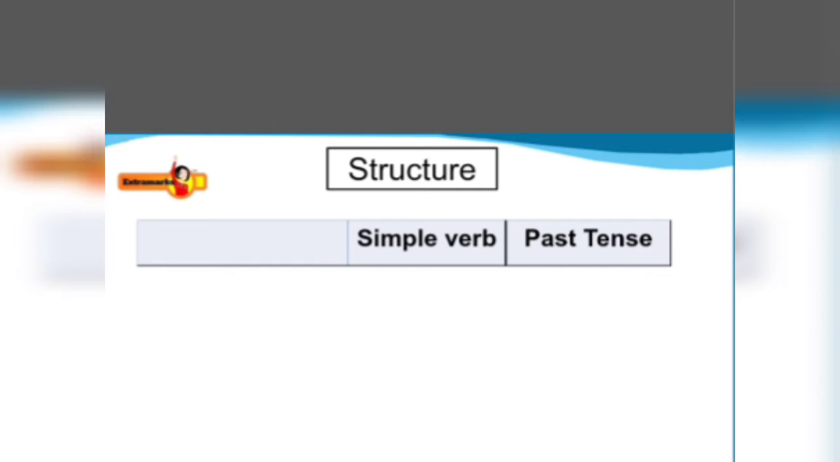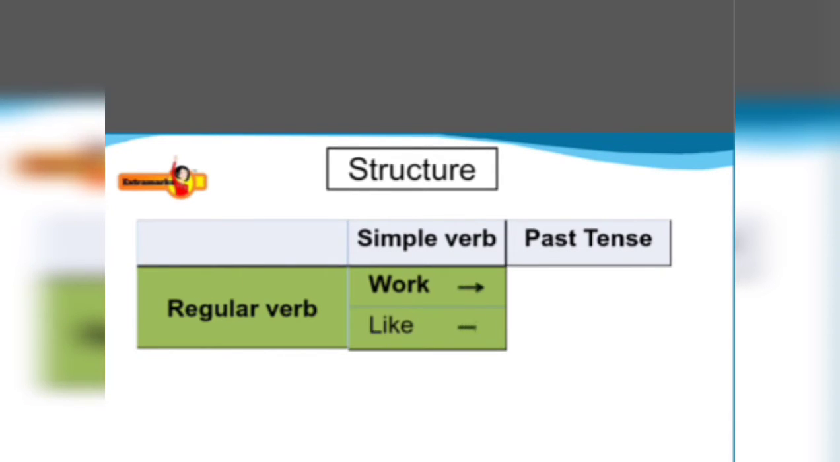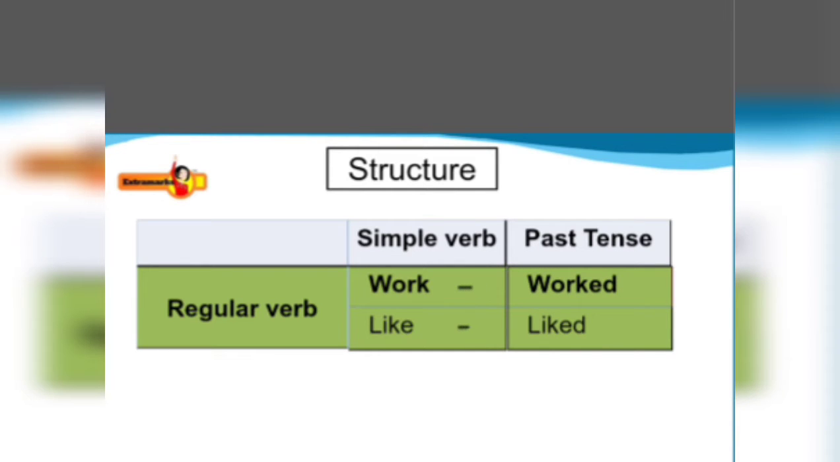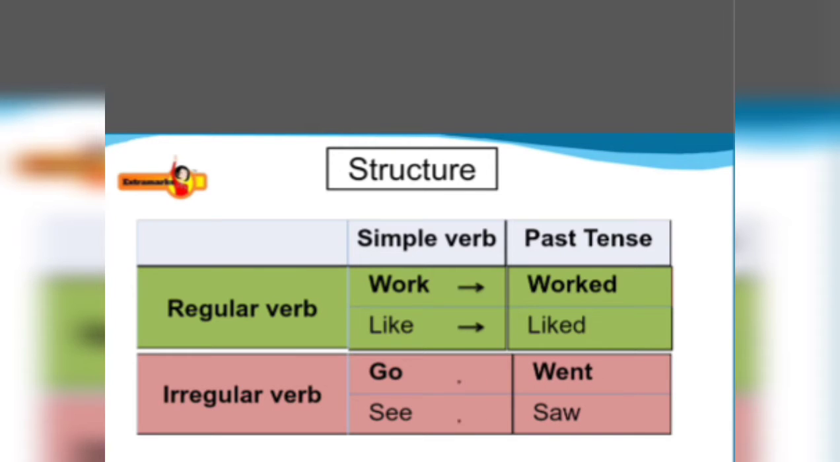Here is the structure of past tense. The regular verbs work and like change to worked and liked. The irregular verbs such as go and see change to went and saw respectively. Please note that regular verbs add ed or d. Irregular verbs are those which do not have an ed ending when changed to past tense. Irregular verbs can change in many different ways.